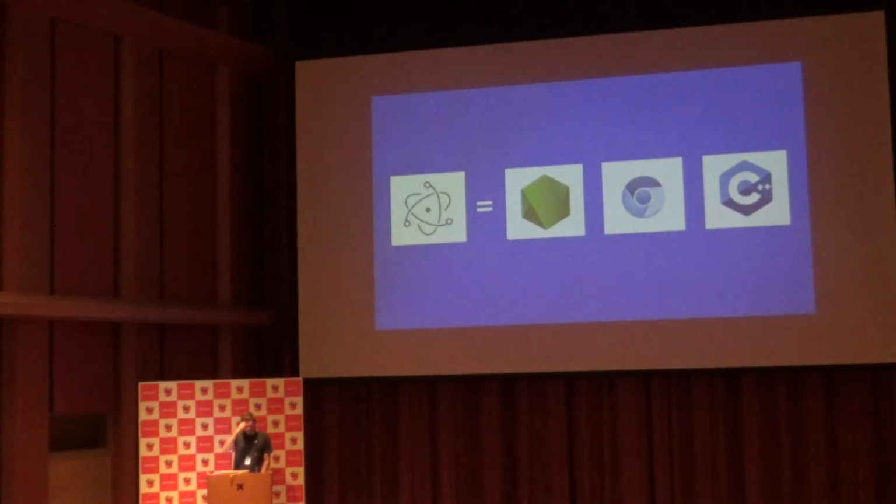Okay, so I will be talking about Electron, which is a framework that we use at Slack. It's a framework that I'm a big fan of, and it's a framework that makes building desktop apps with JavaScript extremely easy. And it consists of 3 main parts. The first one is Node.js.